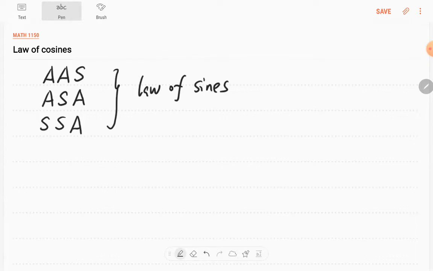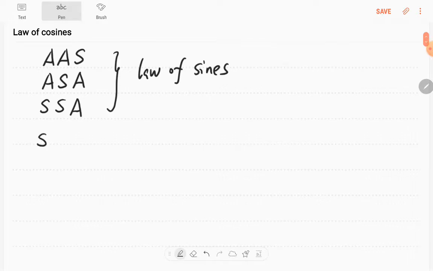So we still have two left: side, angle, side, where the angle is between two sides, and side, side, side, where we only know three sides. If we want to solve the oblique triangle in these cases, we cannot use the law of sines because we have no pairs of an opposite side and angle. So we will use the law called the law of cosines. We will talk about it in this part to solve the triangle.